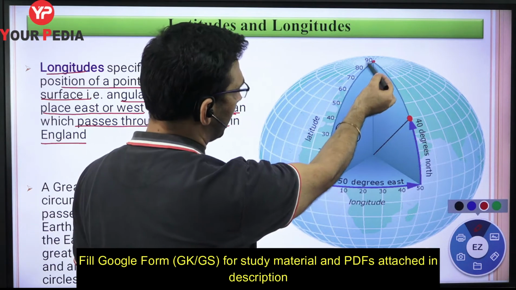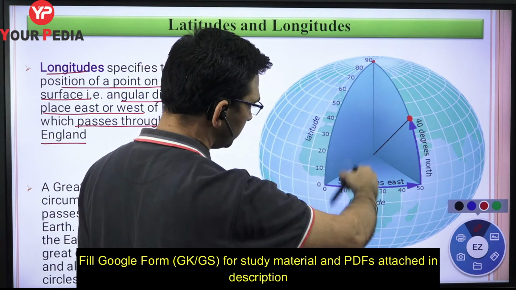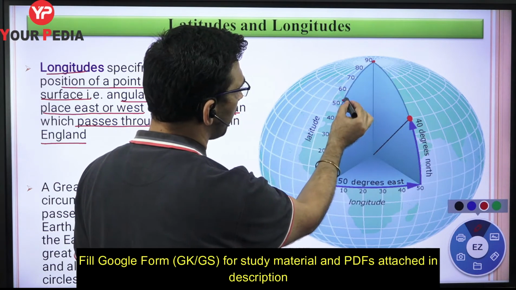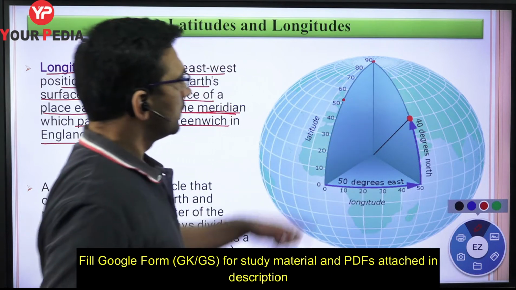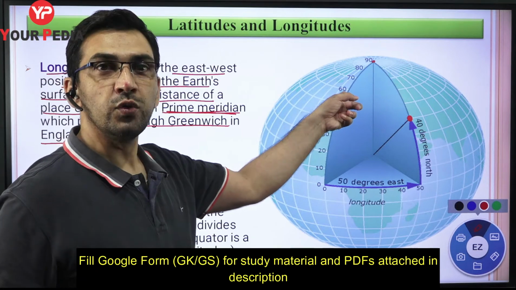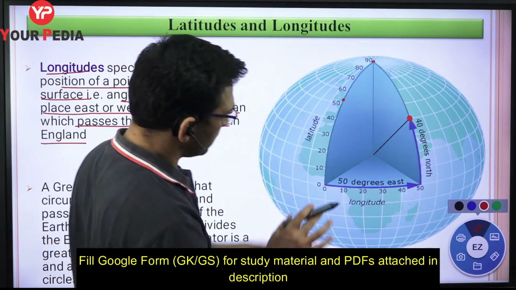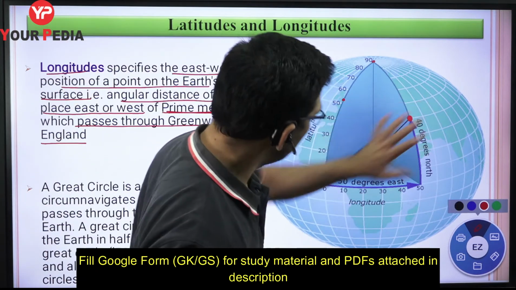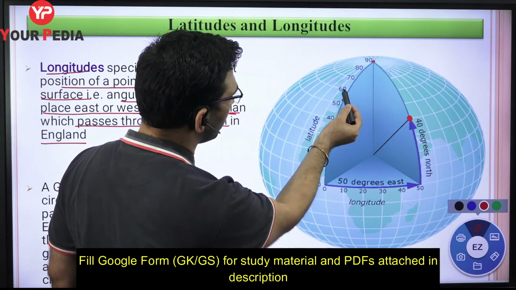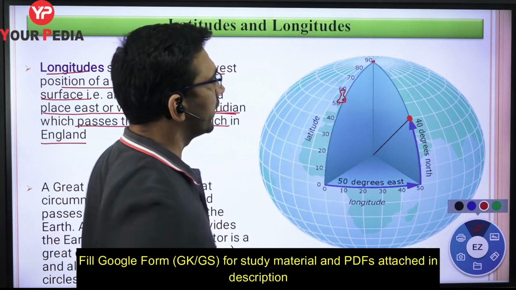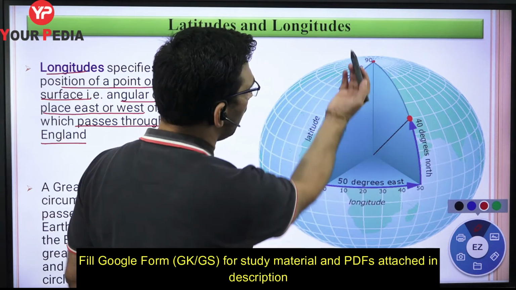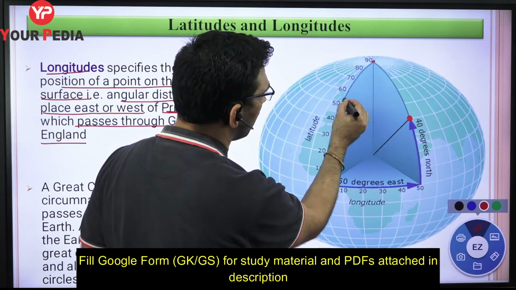If I draw a line on the surface of the earth, or a circle on the surface of the earth, that passes through a point, a place called Greenwich in the United Kingdom. If you have an idea of the map, I hope we have discussed it already, this is the African continent, and over here this is the UK, in Europe. So in the UK you have a place called Greenwich.